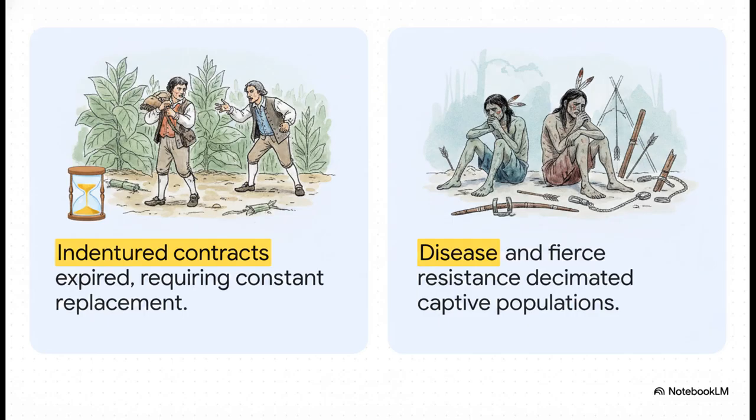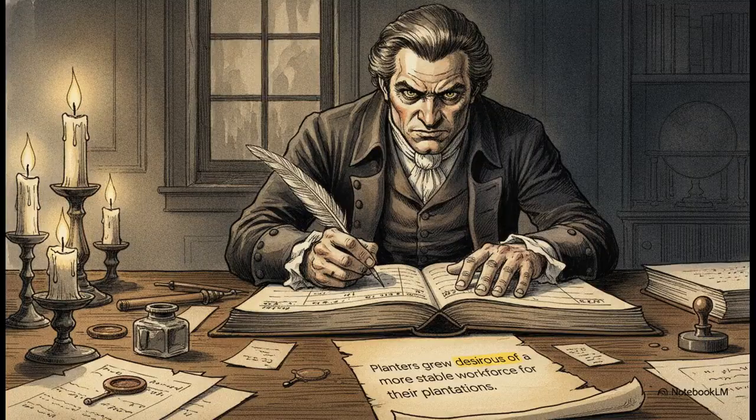On the flip side, English indentured servants were temporary. After 4 or 5 years of backbreaking work in the tobacco fields, their contracts were up. They went free, and the planters had to scramble and pay to find replacements. And the planters, they absolutely hated this turnover.